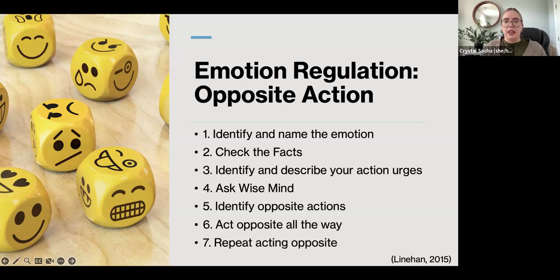And then we want to repeat acting opposite, doing so until that action urge of that emotion of sadness changes. So thinking about those moments where you're feeling this heaviness. You have a case of the Mondays. You're ready to go back to work, but you're feeling so exhausted from the weekend. You're feeling sad about going back to work. One step might be getting up, taking a shower, and continuing to go about your day, making yourself breakfast, making yourself a nice cup of coffee, and so on.